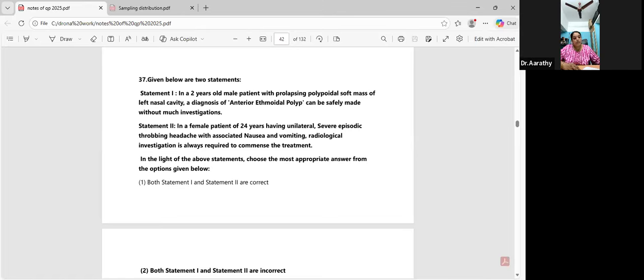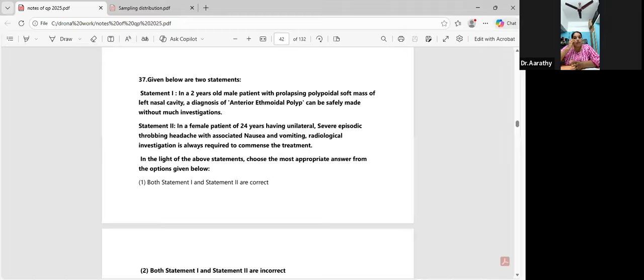So here it is mentioned a 2-year-old child, right? If at all you find a polyp mass in a 2-year-old, you cannot assume it to be benign without any investigation. You need to investigate more on it, since polyps are not very common in children below 10 years. So that statement is wrong. You cannot diagnose it as anterior ethmoidal polyp without any investigation. You need to go for CT or MRI.